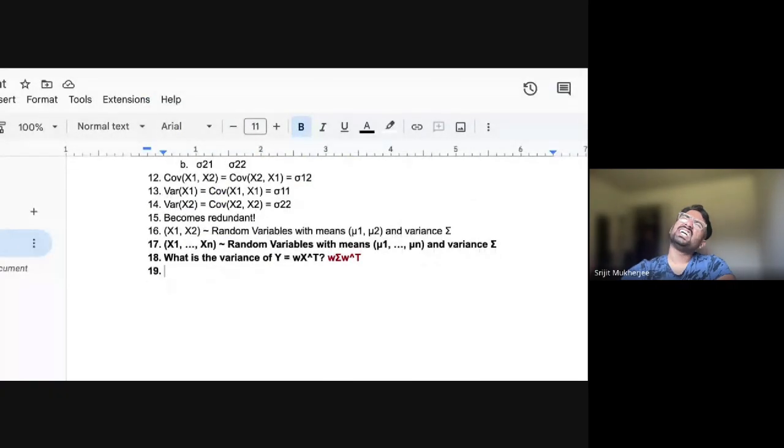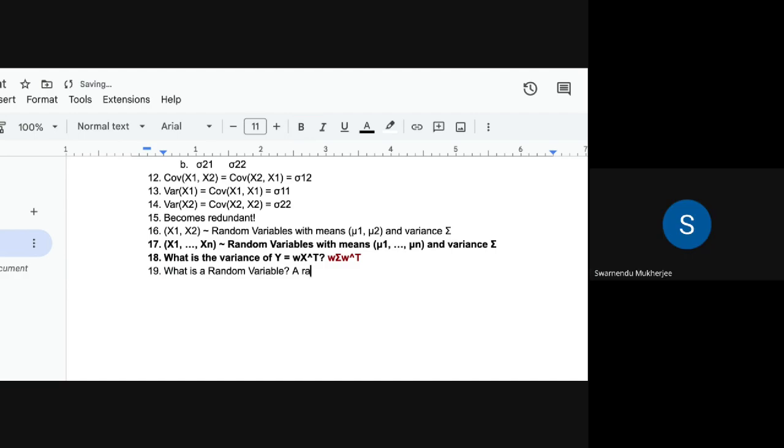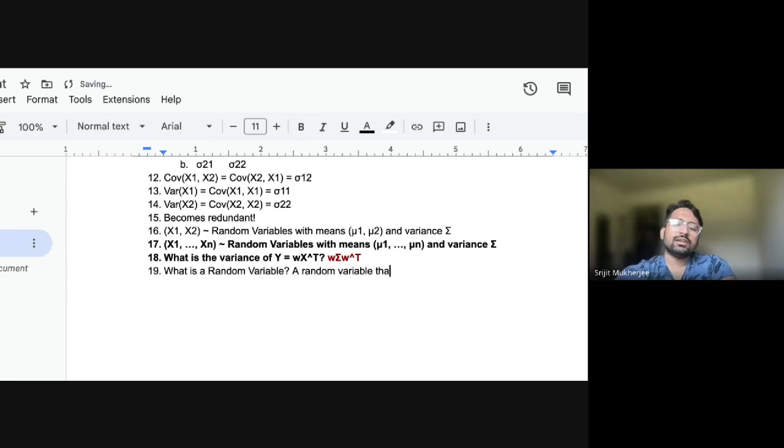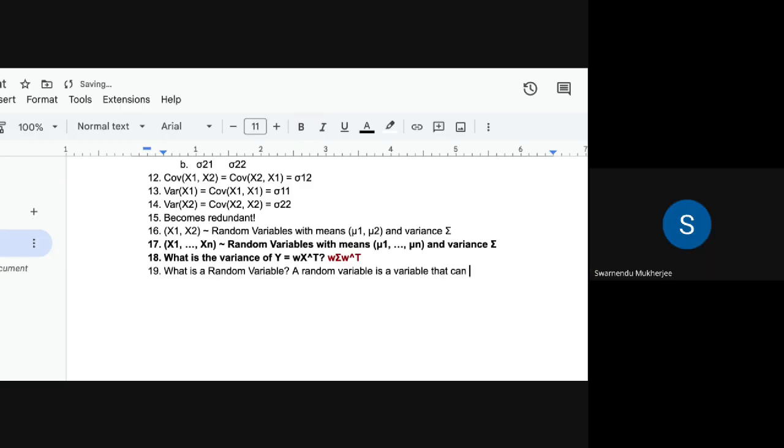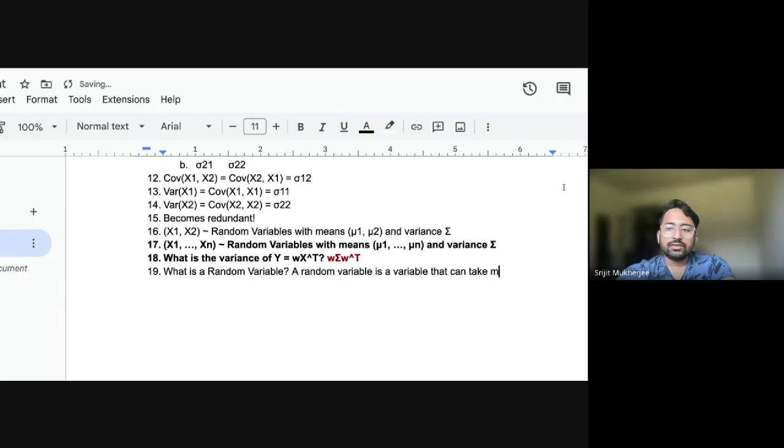So the question is that all these are random variables, right? So what is a random variable? A random variable is a variable that can take many values, multiple values, like a quantum thing.